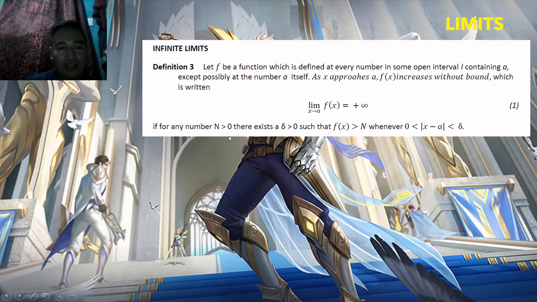So, if for any number n greater than 0, there exists a delta greater than 0 such that f of x is greater than n whenever 0 is less than the absolute value of x minus a, which is less than delta.